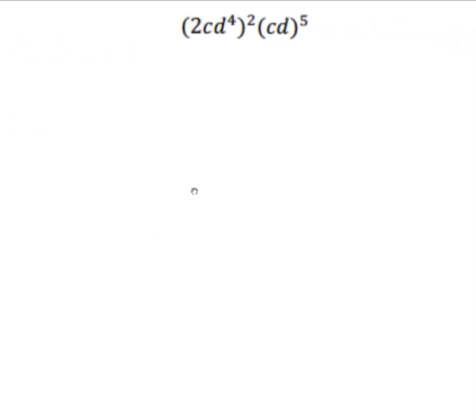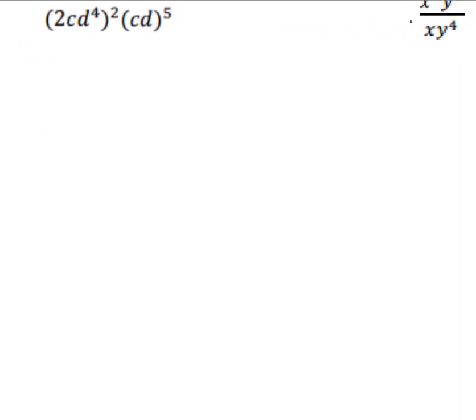So, okay, this is the second problem here. This is 2cd to the fourth, squared, times cd to the fifth. So once again, I'm going to go through that list that I gave you earlier. So we're going to apply the zero exponent rule, and you'll notice there are no zero exponents. So we're done. Okay, so now we apply the power rule. We do have the power rule. So the power rule says that I can basically distribute this 2 to everything inside here.